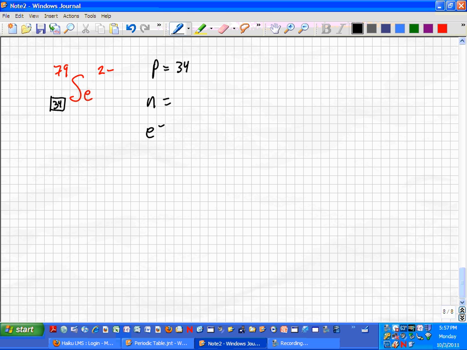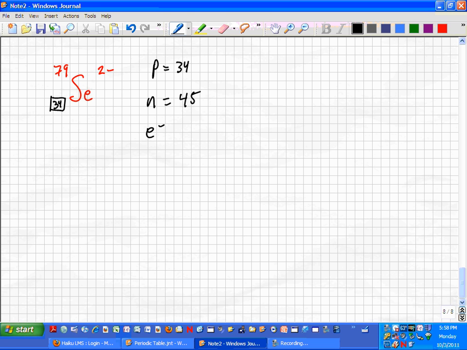Probably the next easiest thing to get is my neutrons. Well, 79 minus 34 is going to give me 45. Is that right? 9 minus 4 is 5. 7 minus 3 is 4. So yeah, 45.